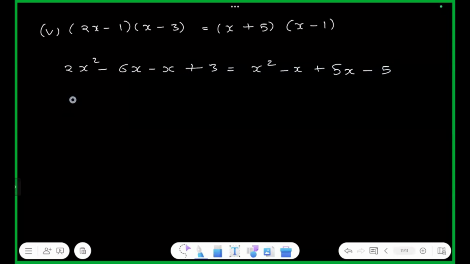Okay. Take each thing to one side. 2x square minus 6x minus x plus 3 minus x square plus x minus 5x plus 5 is equal to what?